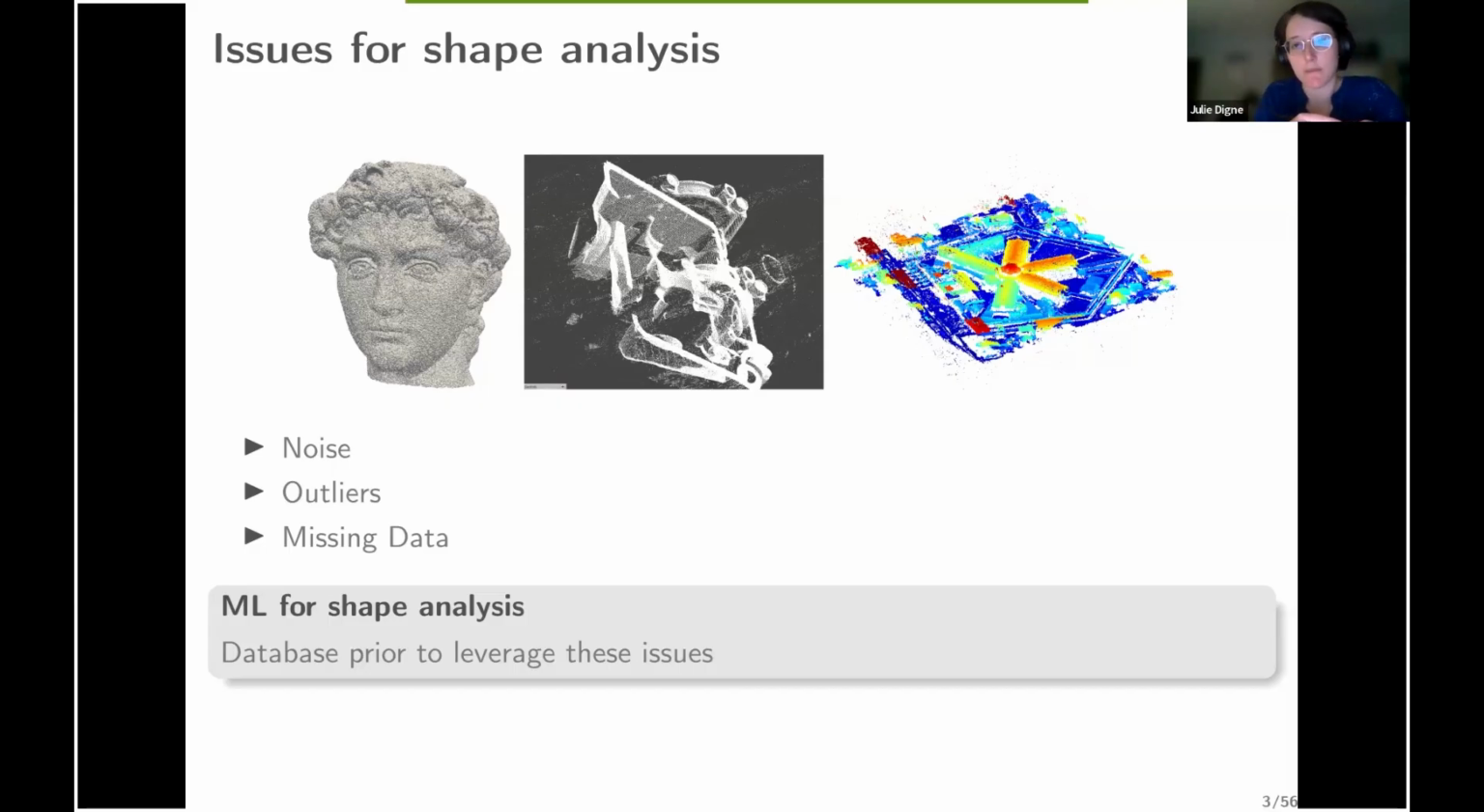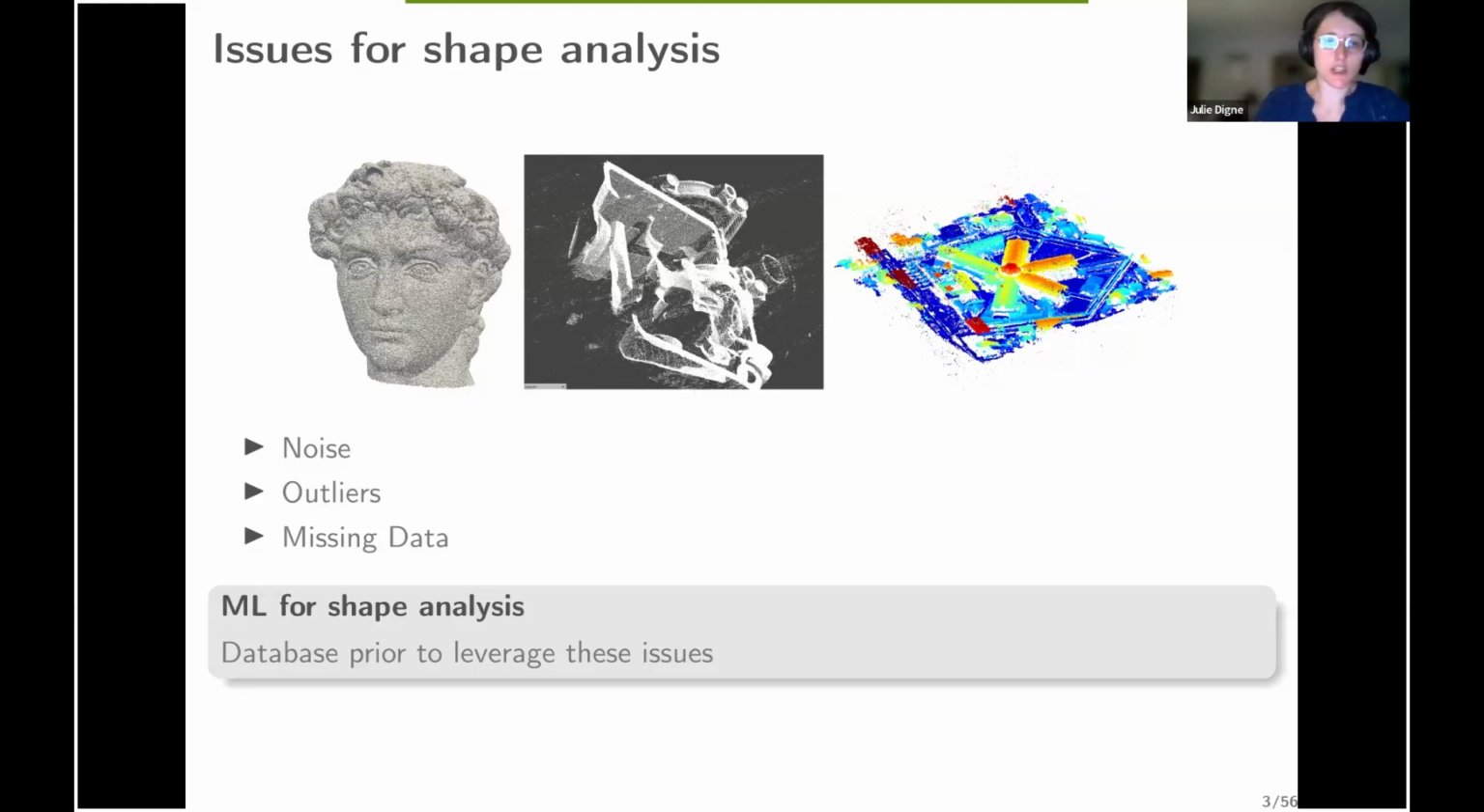And of course, there can be outliers. For example, on the right, you have aerial photographs, which yielded by multi-view stereoscopy a reconstruction of a city. And you have a lot of spurious points which appear. And you can have, of course, missing data.